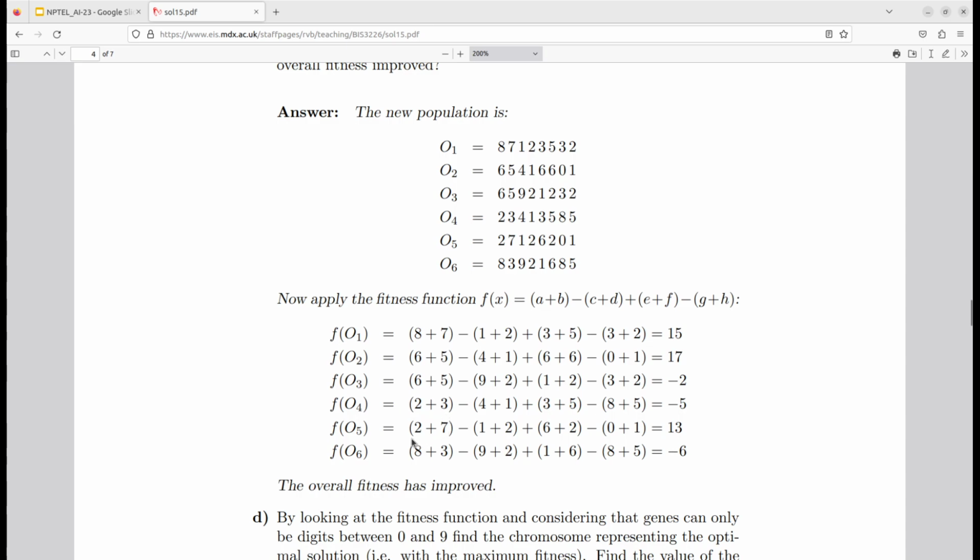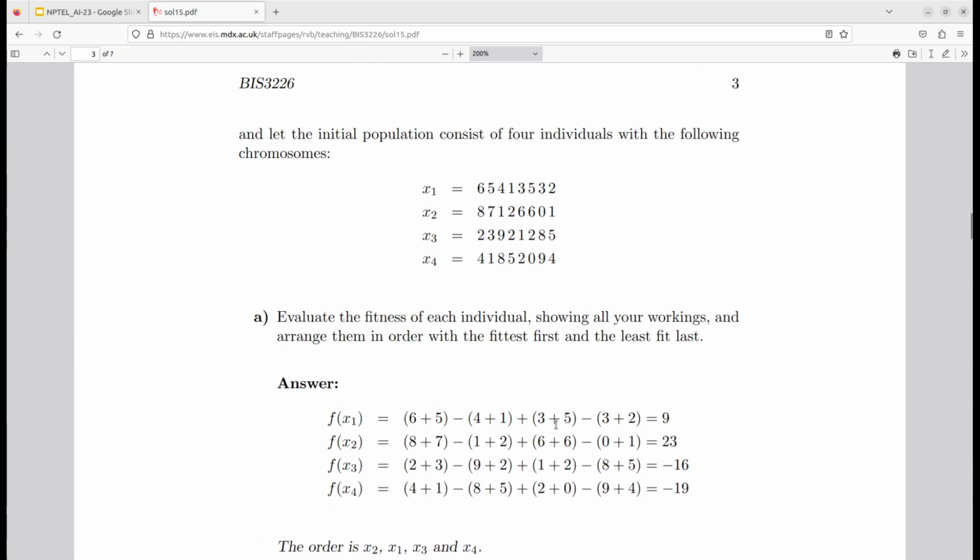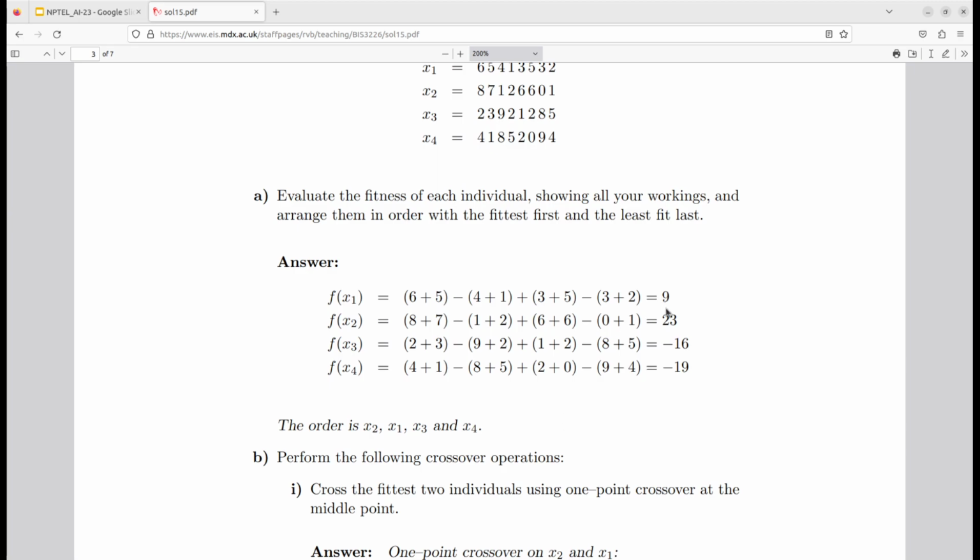Now we'll calculate the fitness function, and finally our fitness would look something like that. With the same function, f of x equals a plus b minus c plus d plus e plus f minus g plus h. Overall, if you see what has happened, the fitness has improved. Why so? We now have a better pool of population which is most likely to lead to a solution. Let's calculate it. 9 plus 23, 31, minus 16, which is 15, minus 19, so overall it is minus 4.